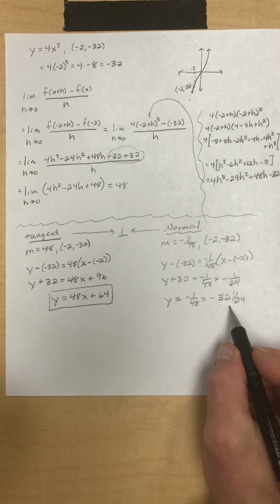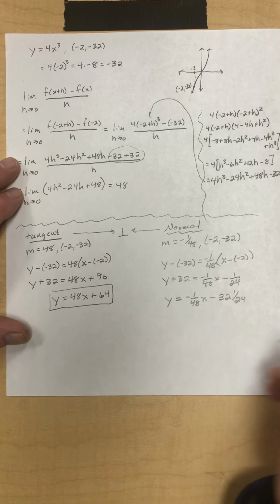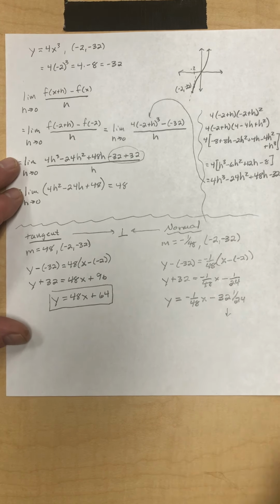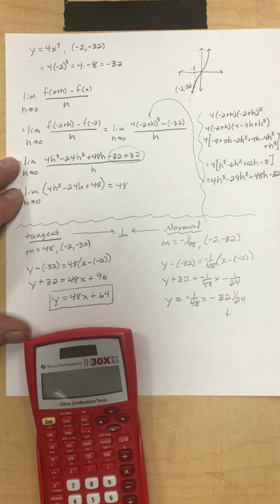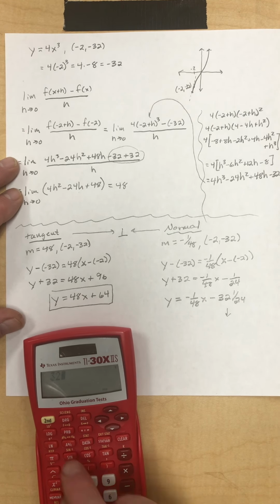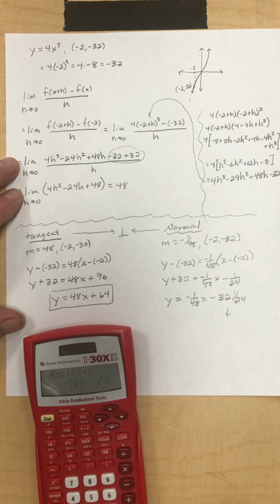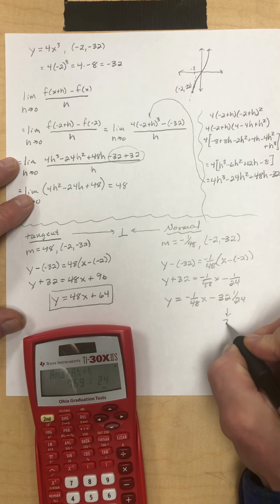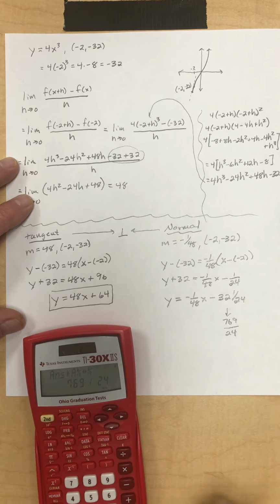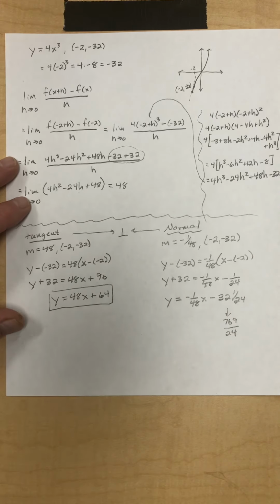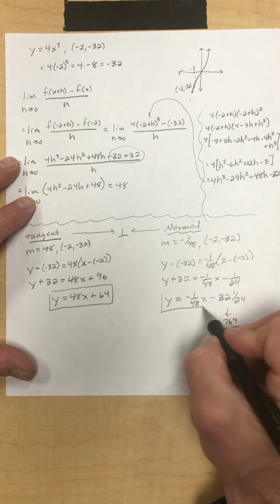And if you want to write that as an improper fraction, that's up to you. It's too early in the morning for me to actually do mental math. 32 and 1/24 is 769 over 24. So if you wanted to do that, by all means, go ahead. That's up to you. It doesn't make any difference one way or the other, as you guys already know.